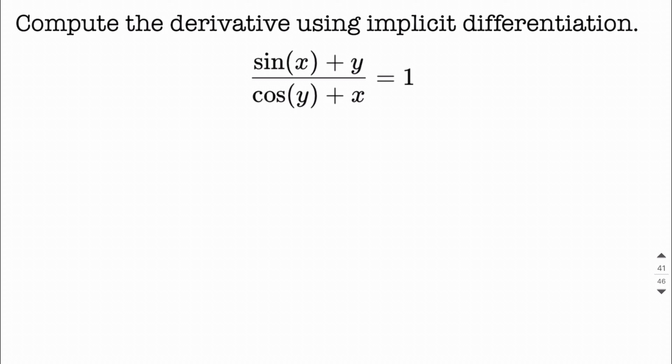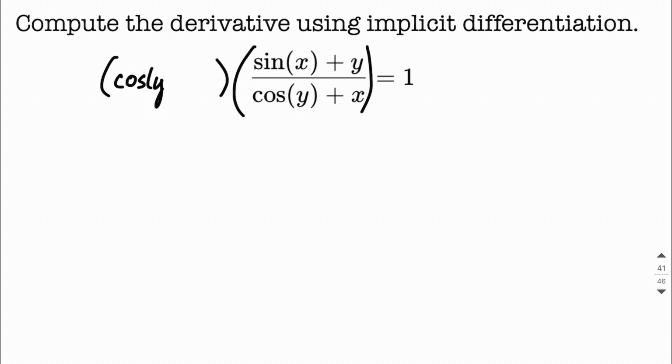All right, let's use implicit differentiation to find this derivative with respect to x. So I think the easiest way to get going on this problem is going to be to get rid of our fraction. I don't really want to deal with a fraction. So let's go ahead and multiply by our denominator to get started. So just move it to the other side.